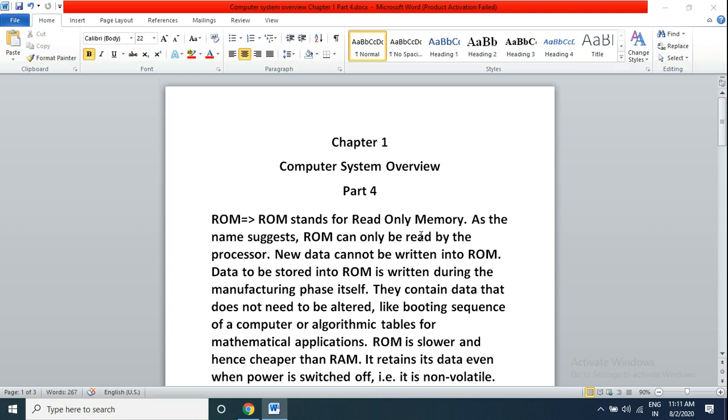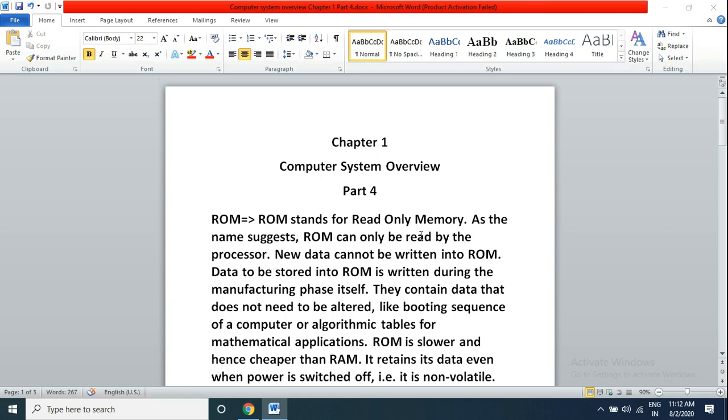Hello students, in the last video we learned about memory and its types, and we learned about RAM and its types, dynamic RAM and static RAM. So today we learn about our primary memory's second type, which is ROM. ROM stands for read only memory.